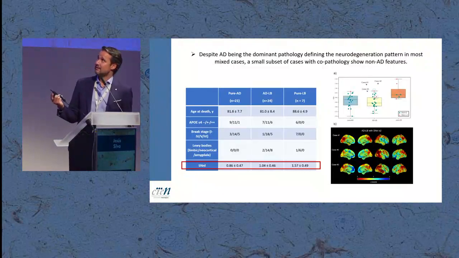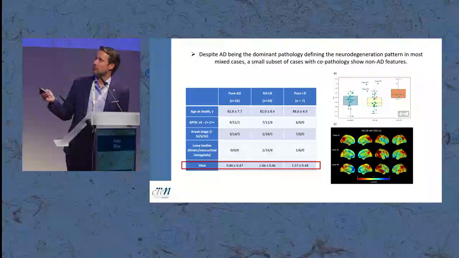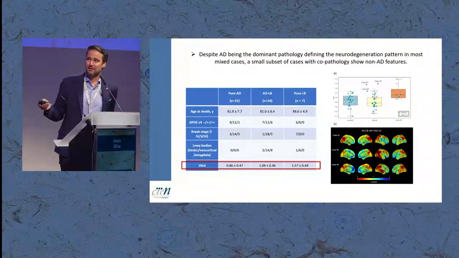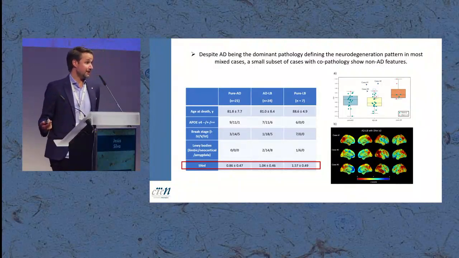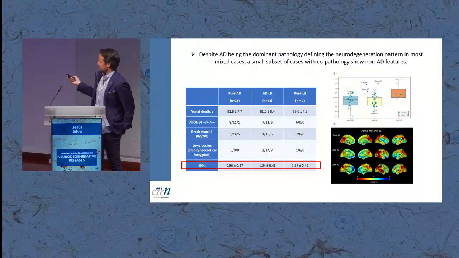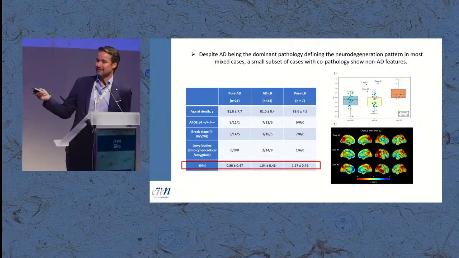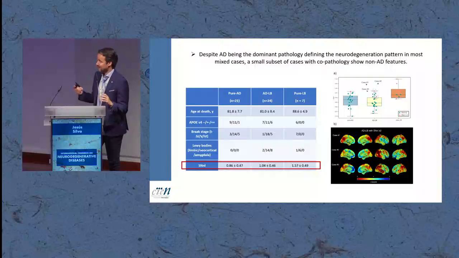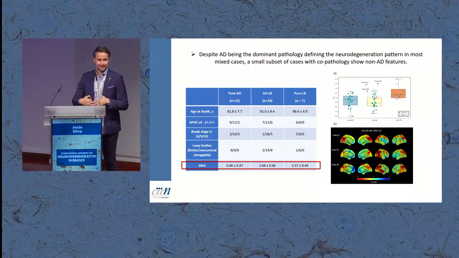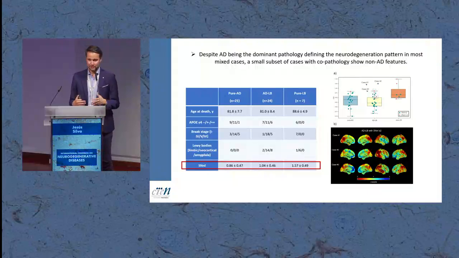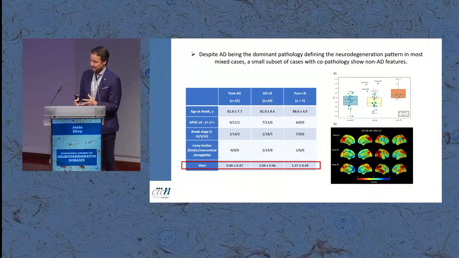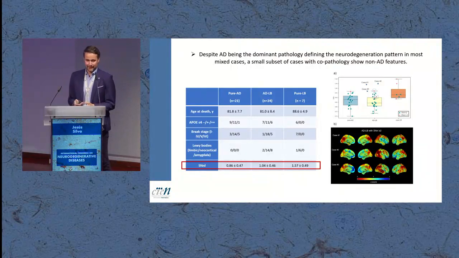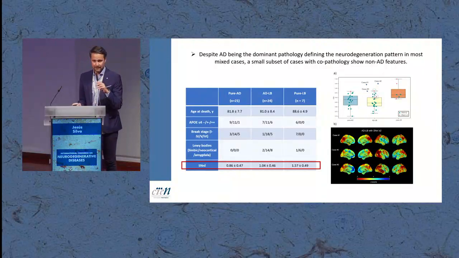And indeed, this middle value was driven by a small subset of mixed cases that actually showed increased substantia nigra neurodegeneration. And in this small subset of cases, we indeed were able to see this more DLB-like pattern. So we believe that this means that despite AD being the dominant factor driving neurodegeneration, in some rare cases, it may be the other co-pathology, and in these cases, maybe we can identify it using FDG.